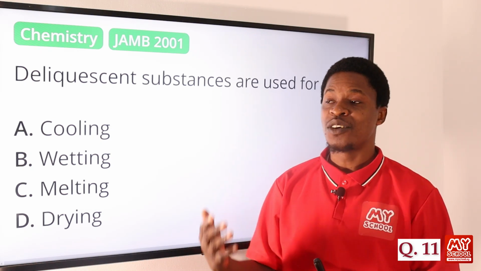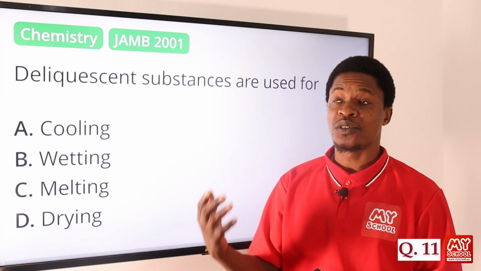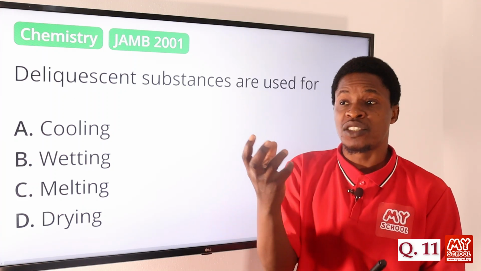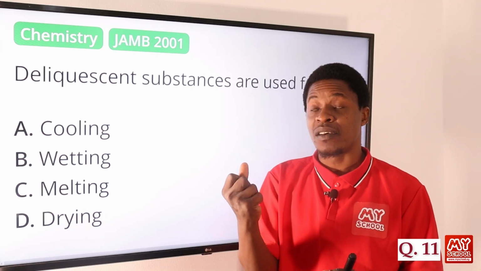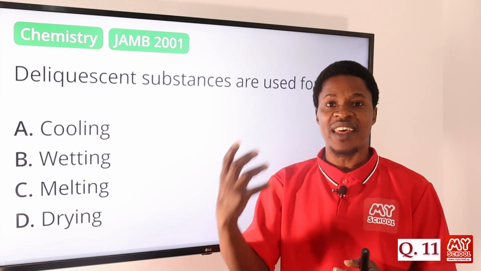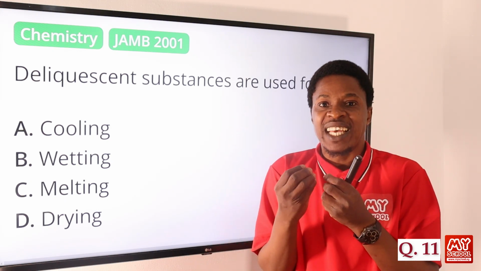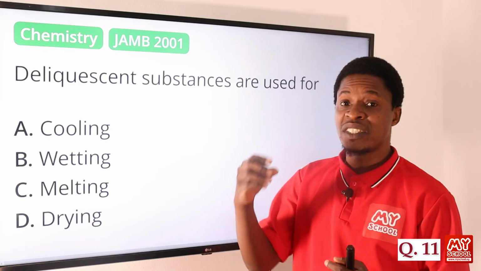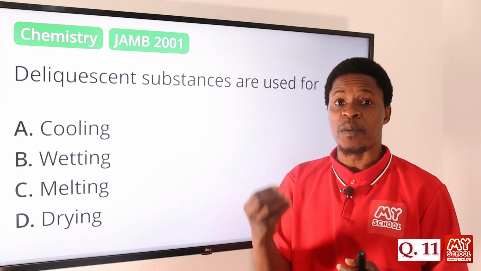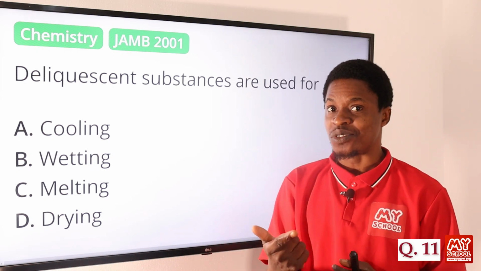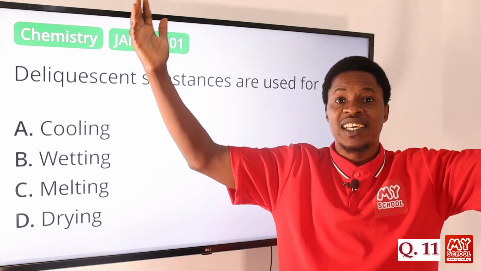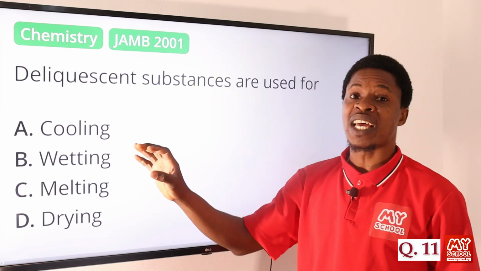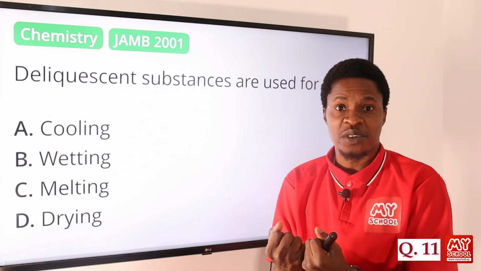For instance, your caustic soda, sodium hydroxide, is an example of that. It's deliquescent because once you expose it, the pellets absorb water from the moisture in the atmosphere, and then it becomes moist, and eventually turns into a solution with time. If it is hygroscopic, it will become moistened, but it will not turn to solution. Efflorescent substances lose water once they are exposed to the atmosphere. So we are talking about a substance that can absorb moisture from the atmosphere.